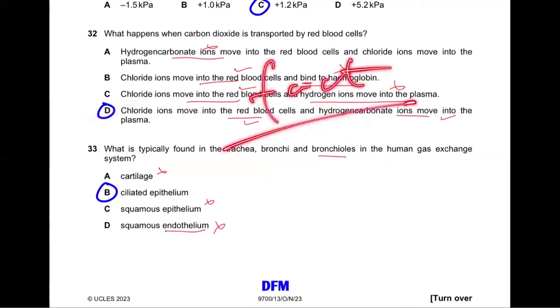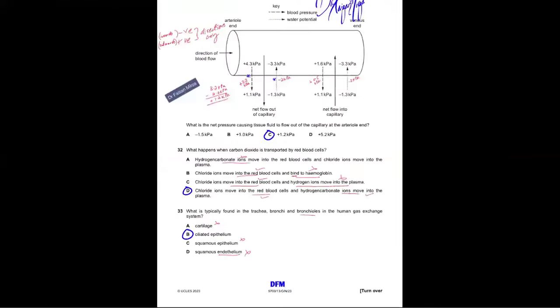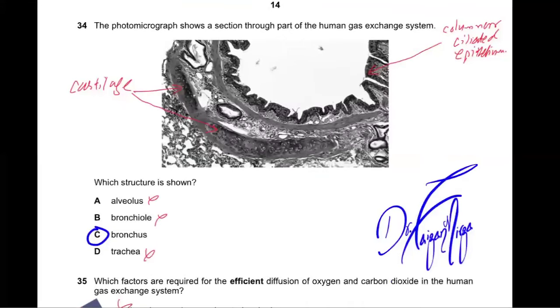Simply a fact-based question. What is typically found in the trachea, bronchi, and bronchioles in the human gas exchange system? Cartilage is present in both, but not in bronchioles. Ciliated epithelium is present in all. Squamous is only in the alveoli and alveolar duct. Squamous endothelium, there is nothing like squamous endothelium. The term just doesn't exist.